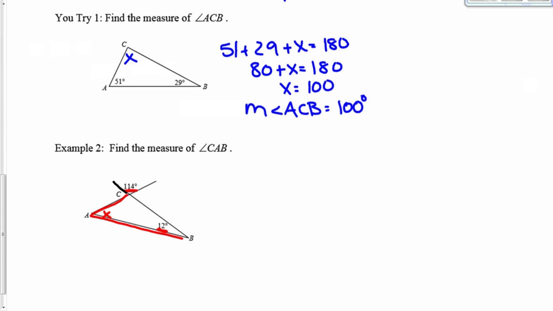This angle and this angle are what? Vertical angles. Vertical angle measures are congruent. So this one's 114. Now I have 2 out of the 3, so I can write my equation.